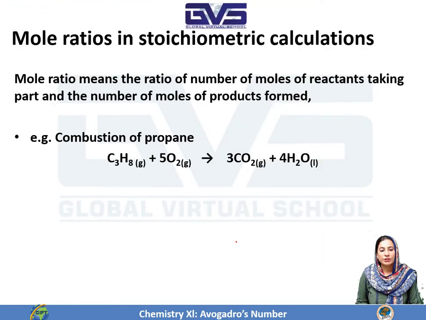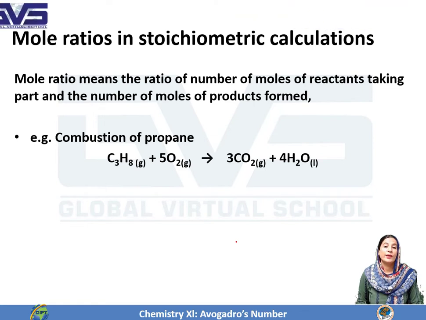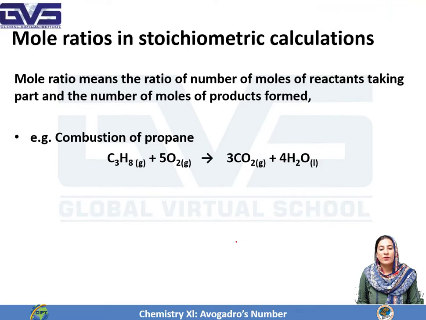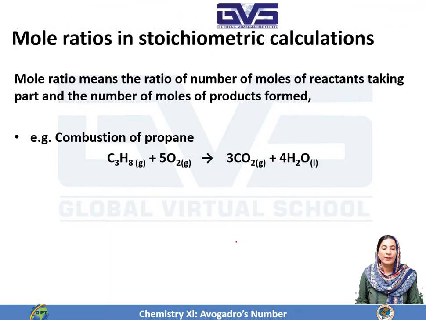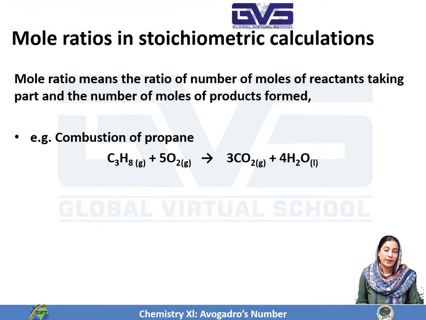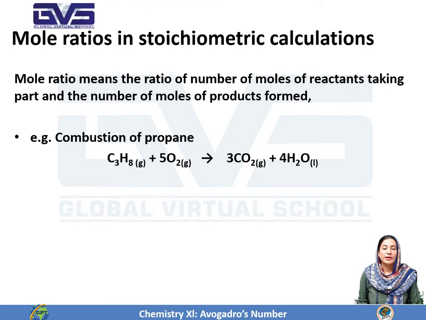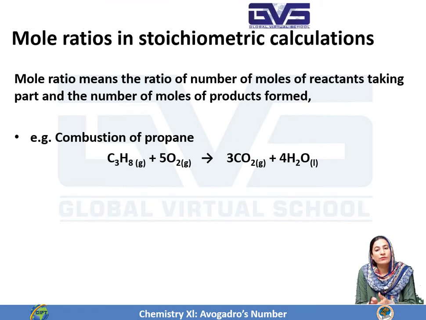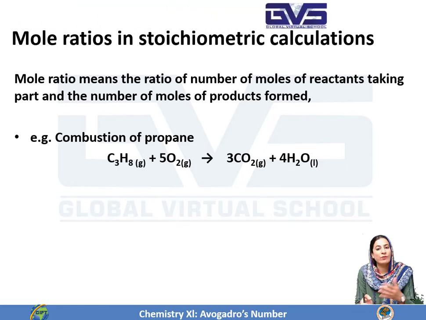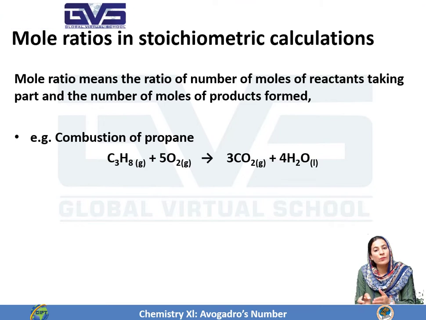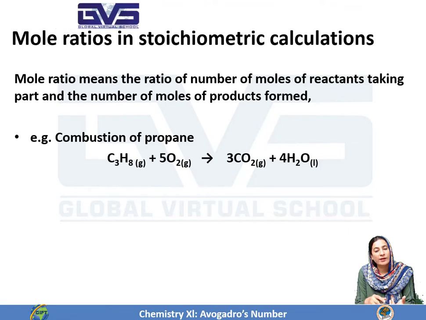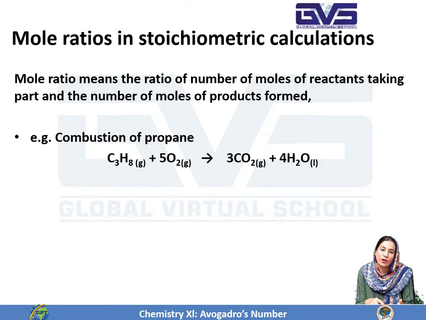Now the mole ratios in stoichiometric calculation. This is very important to understand. Mole ratios mean the ratio of the number of moles of reactant taking part and the number of moles of product that are formed. Here is the example, combustion of propane. So how you can find the moles of reactant with the help of other reactant, how you can find the moles of product with the help of reactant, how you can find the moles of product with other product. So basically there are three relations: reactant-reactant, reactant-product and product-product.